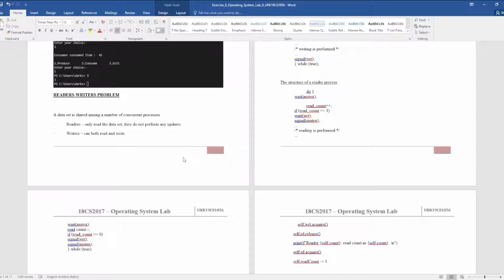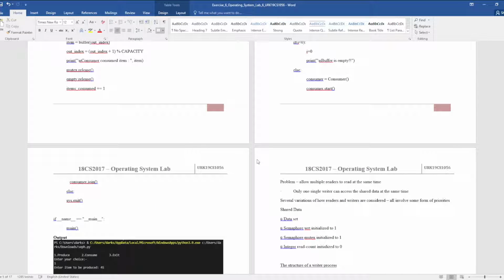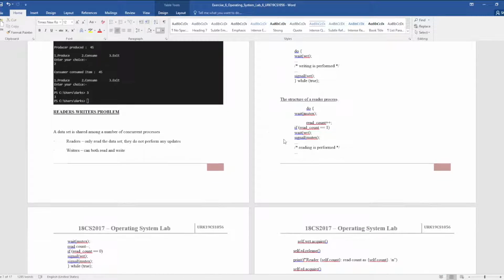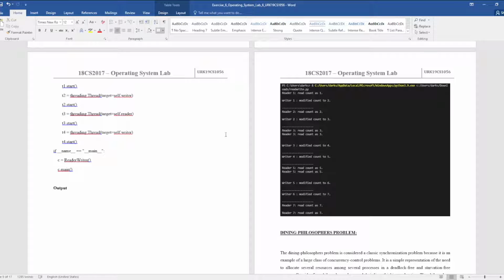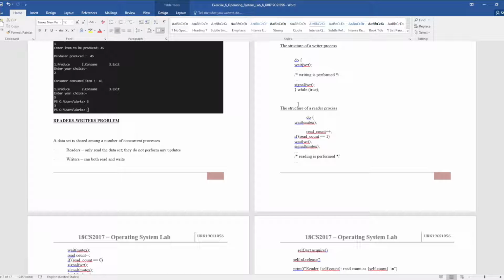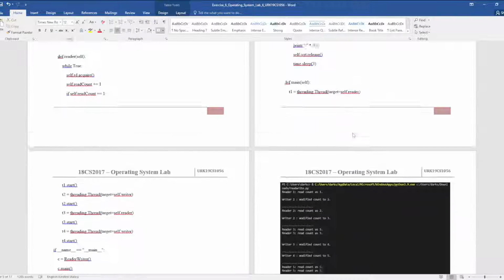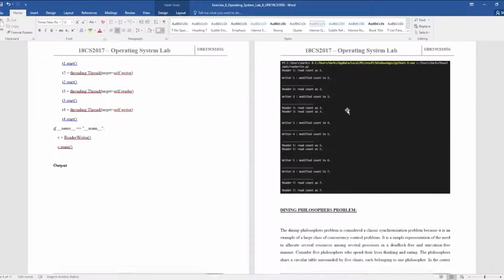A data set is shared among a number of concurrent processes, and readers only read the data. They cannot perform edits, while writers can both read and write. The problem is to allow multiple readers to read at the same time and only one writer to access the data. I've written the code here, and the output is as follows.